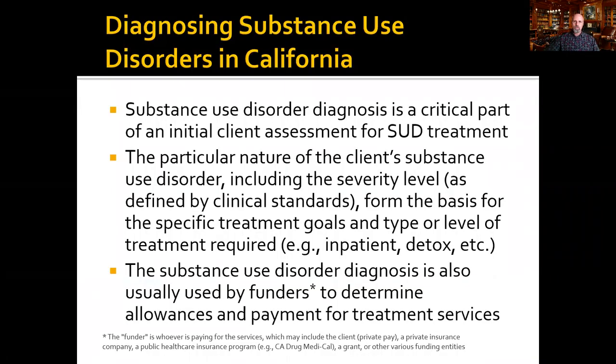Diagnosis of substance use disorders is a critical part of an initial client assessment for substance use disorder treatment. So the particular nature of the client's substance use disorder, including the severity level, which you're going to define by clinical standards, forms the basis for the specific treatment goals and the type or level of treatment required. Meaning, does the client need inpatient residential treatment or detox or some other variation?